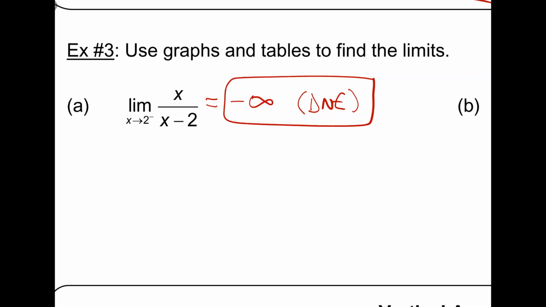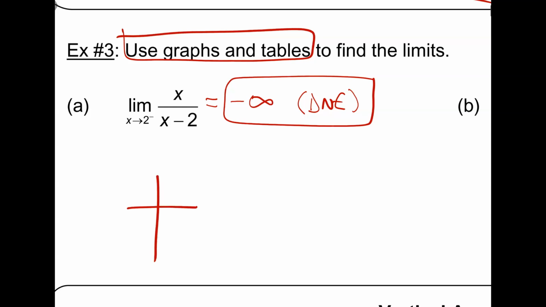Okay. So, negative infinity, DNE, cool. So what does it say? Use graphs and tables. So what you can do is use a graph. How do you get a graph of this? Your calculator. Cool. As we approach 2 from the left side, from the negative side, it's going down. This is the part we care about. So there's no work we would show right here.